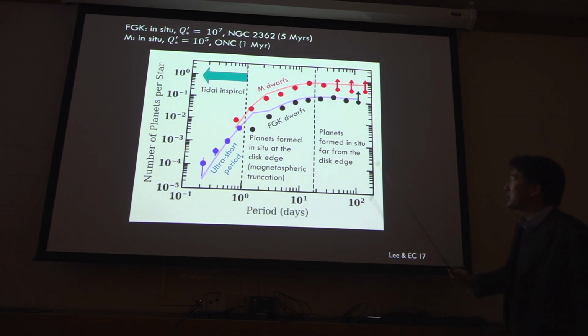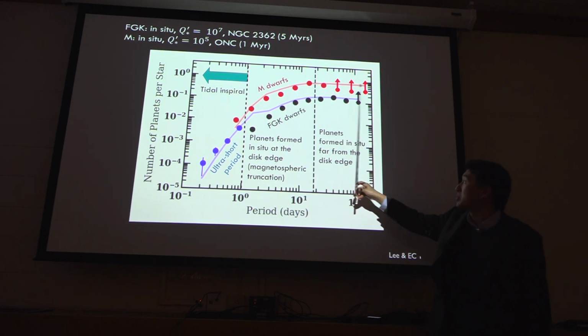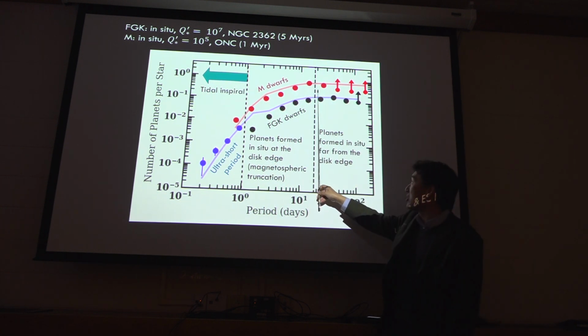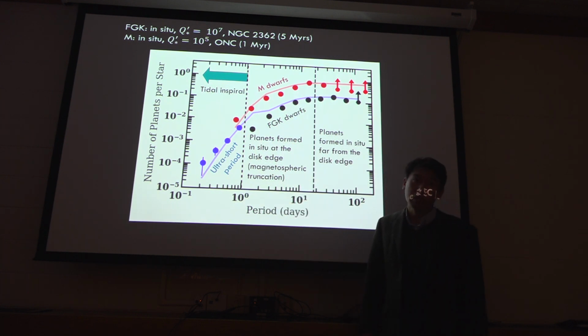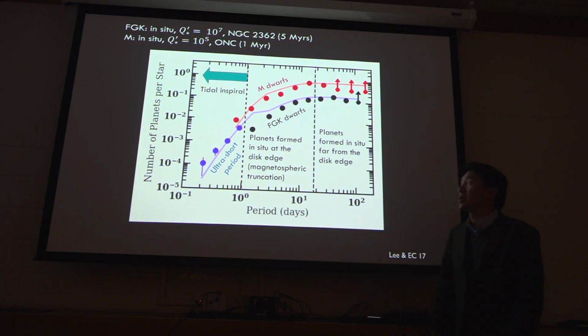And just to summarize, everything beyond here in the flat zone, in situ. Everything in here, also in situ. The reason why it's turning over is just because you're near the raggedy edges of protoplanetary disks. And then the ultra short period planets inside of about a day, well, there we invoke tides to bring them further in. So that's the picture.